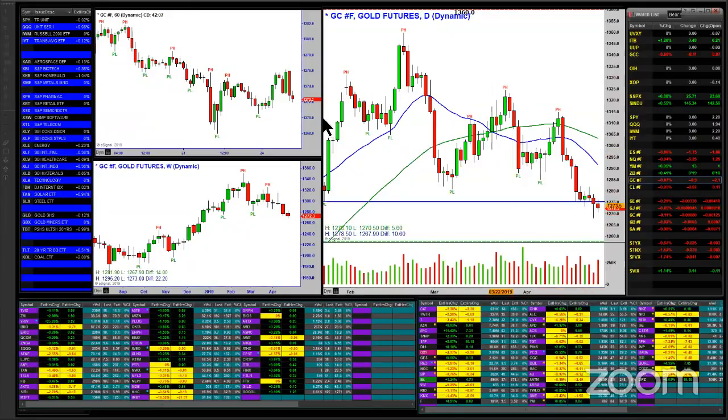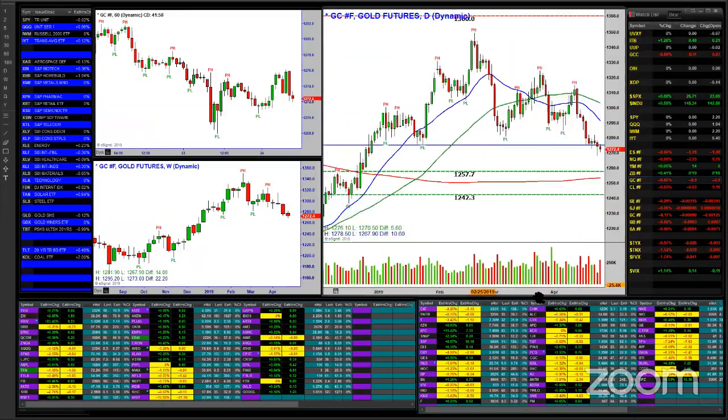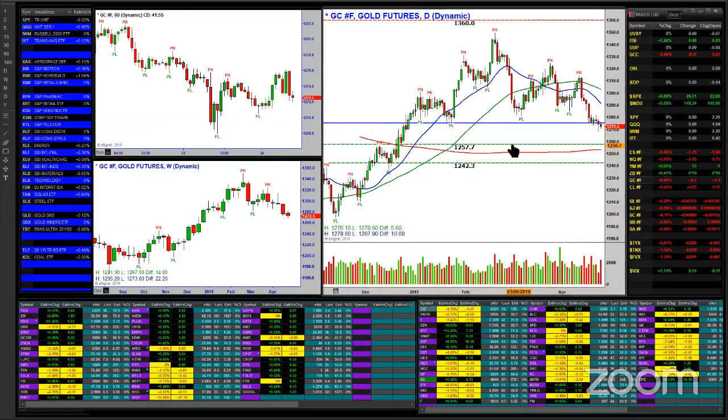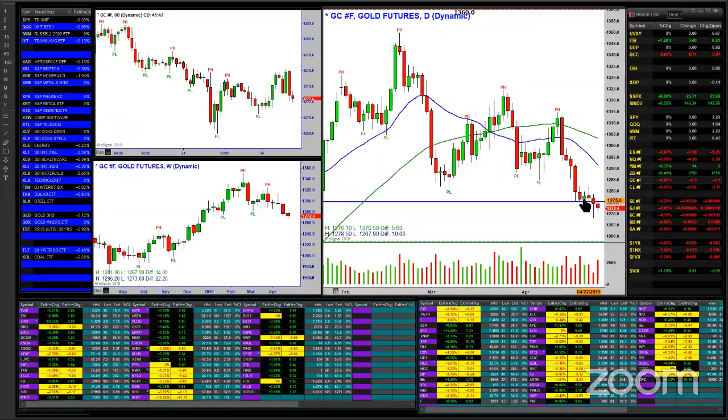Gold clearly in trouble. You can see that big nasty reversal on the weekly time frame. That's actually the 60. But that's a nasty reversal. And now it's broken through this support here, and it looks like it's going to come down here. There was probably some short covering yesterday, but it couldn't hold so far.